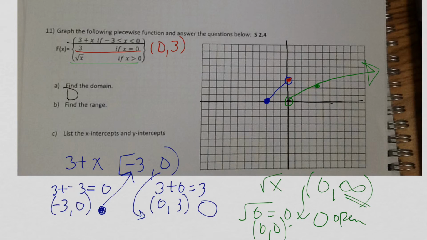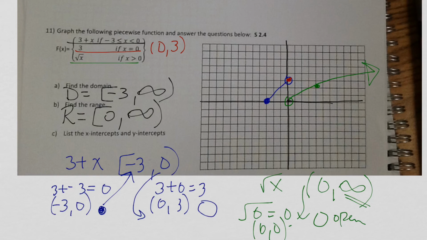Domain. What's my smallest x? It looks like it's at -3. And it's solid. Keeps going to infinity. My range. What's my lowest y value? It is definitely 0. Even though you see that the green one is open, the blue circle still has a 0 as a point, so we must include 0, and it also goes up to infinity.